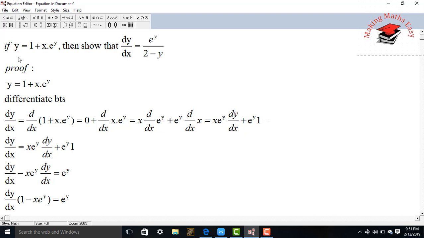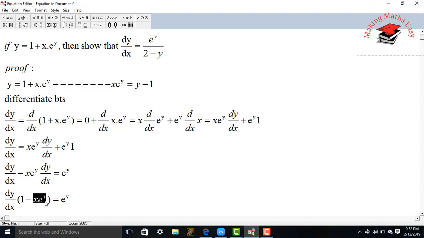As we know that e raised to y into x is equal to y minus 1, we will write over here one comment. If y is equal to 1 plus x into e raised to y, then x into e raised to y will be equal to y minus 1 in such cases.